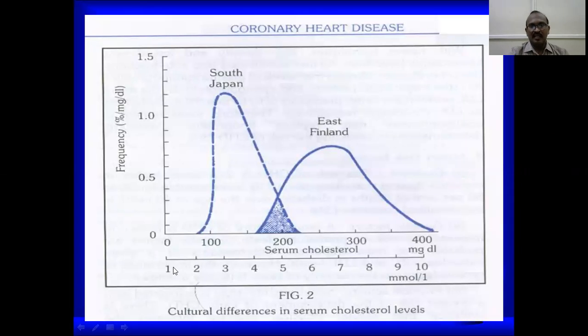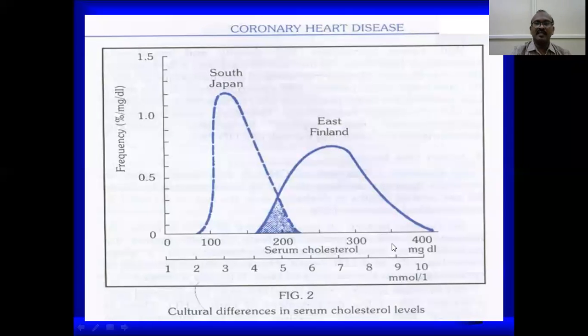If you see the serum cholesterol levels on the x-axis, and the frequency, or the number of people having these serum cholesterol levels in these countries. In South Japan, the maximum number of people are seen to have cholesterol levels of 100 to 200 milligrams per deciliter. But in East Finland, it starts from a slightly lower level of serum cholesterol, and it rises up to 400 milligrams per deciliter, and there are more people in that range.